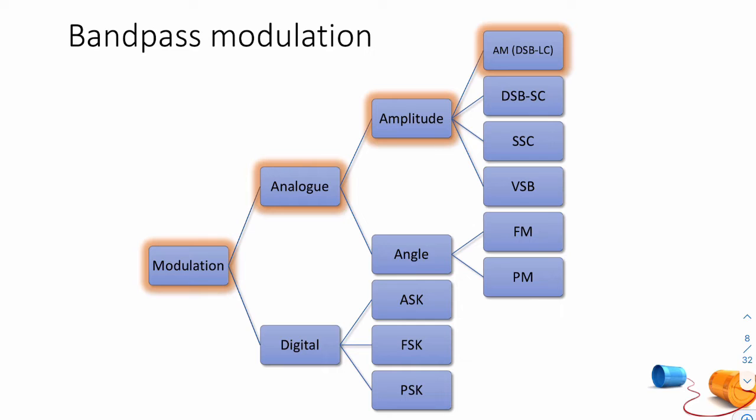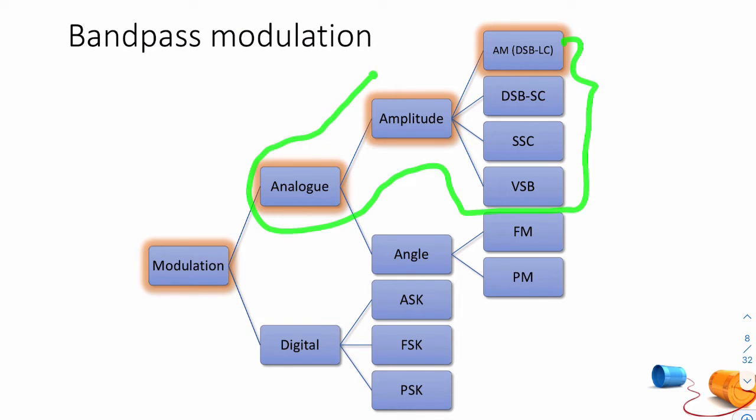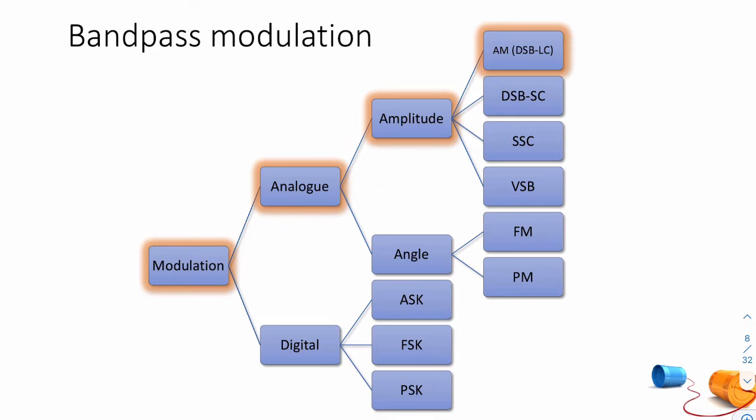The week after next, we'll be looking at double sideband suppressed carrier. So that S is for suppressed. We'll then look at single sideband and vestigial sideband. All of these are forms of amplitude modulation. We'll then look at angle modulation, which includes FM and PM. Then, as I said in lecture 10, we'll be looking at digital modulation.